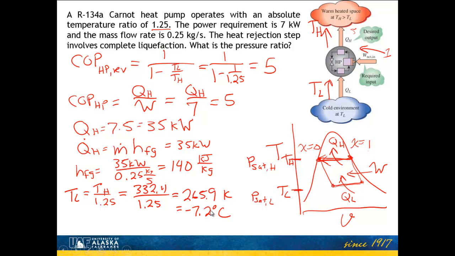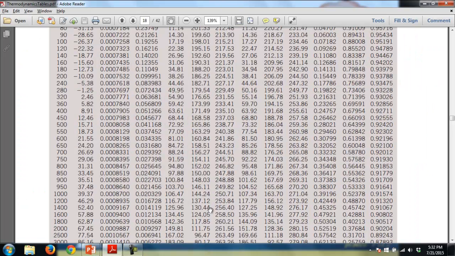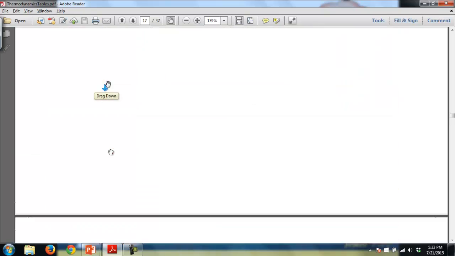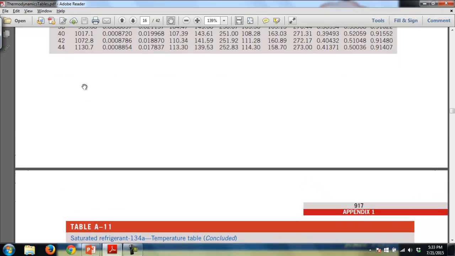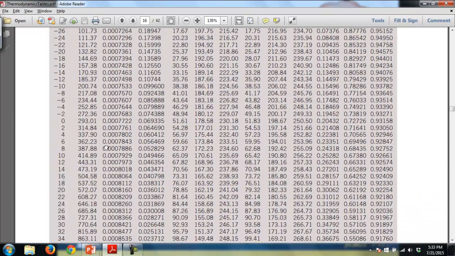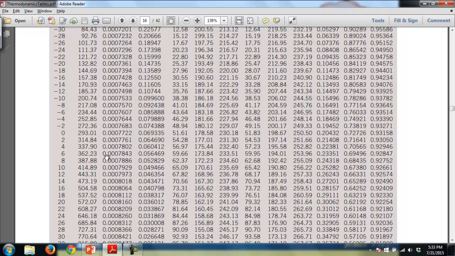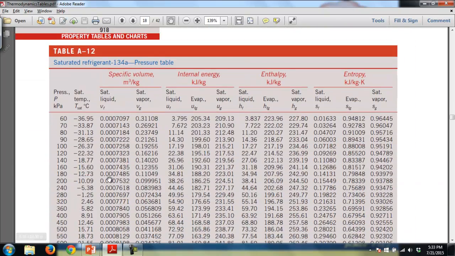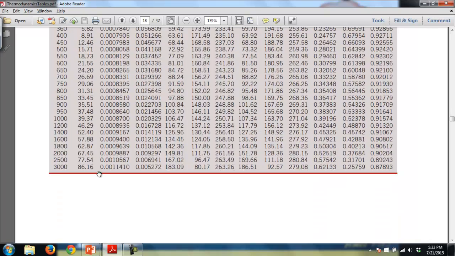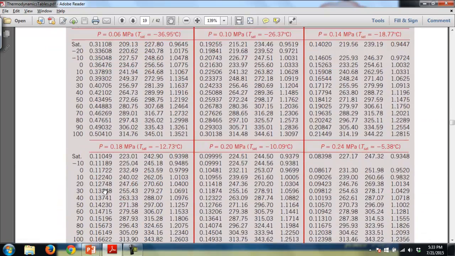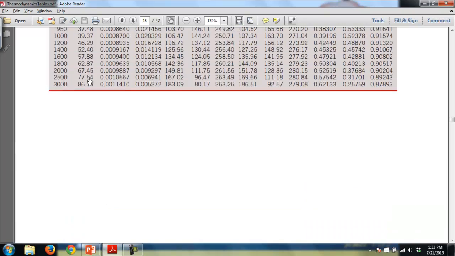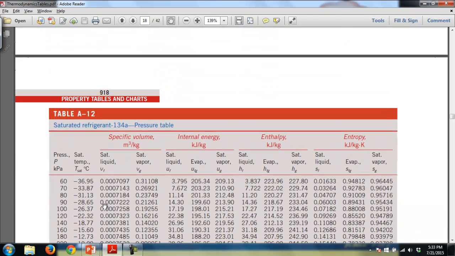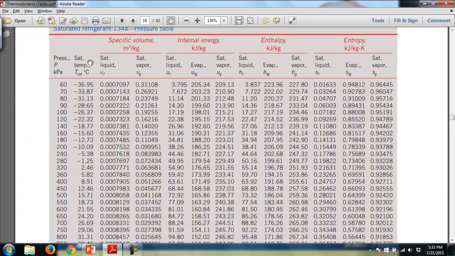So what do I need to do? Well, we need to come back to our tables here, and we're going to interpolate given what our temperature is. I could actually use either table. I'm going to use the temperature table here. What we were told is we're at minus 7.2, so we're going to do minus 7. Oops, nope, let me use the pressure table. That's what I have values for. You can use either one. I happen to do my example here with temperature.